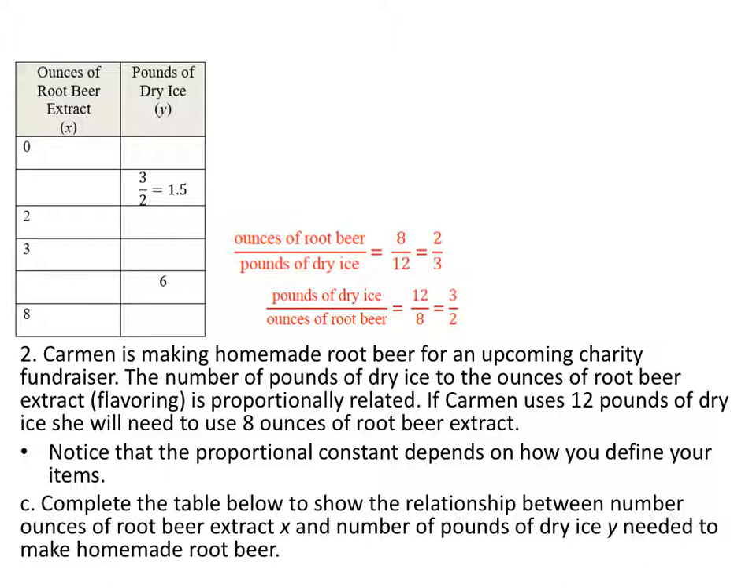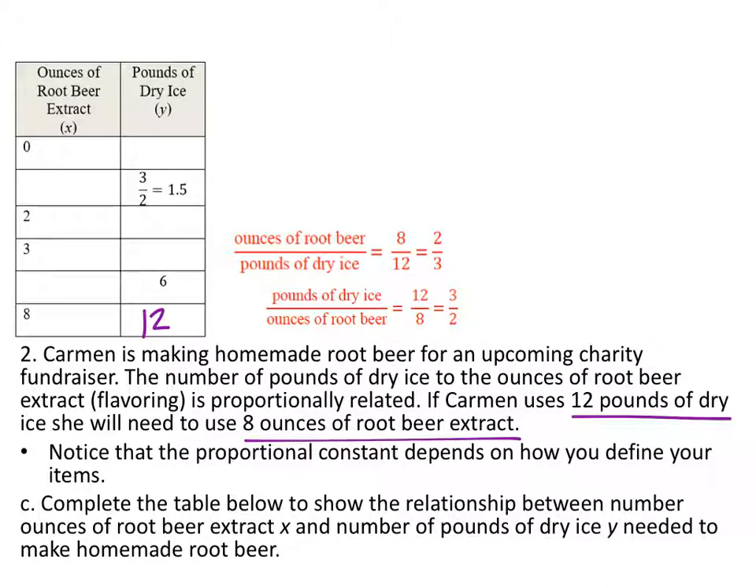Notice that the proportional constant depends on how you define your items. So part C, complete the table to show the relationship between number of ounces of root beer extract, X, and number of pounds of dry ice, Y, needed to make homemade root beer. All right, take 1 minute with your neighbor and complete this table. So in this table, the nice thing is they gave us something to start with. That's 8 ounces of root beer extract. And we know for 8 ounces of root beer extract, it would be 12 pounds of dry ice. So I know that I can put a 12 in right here.